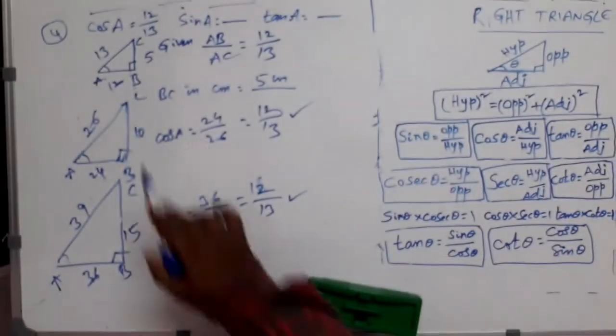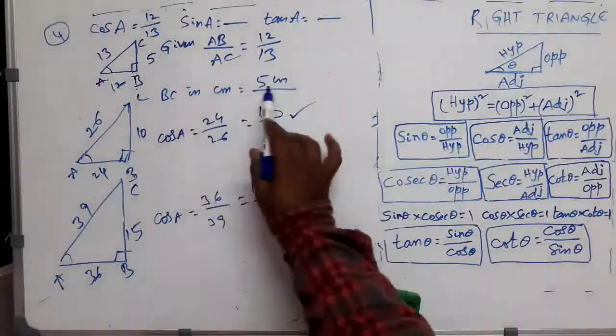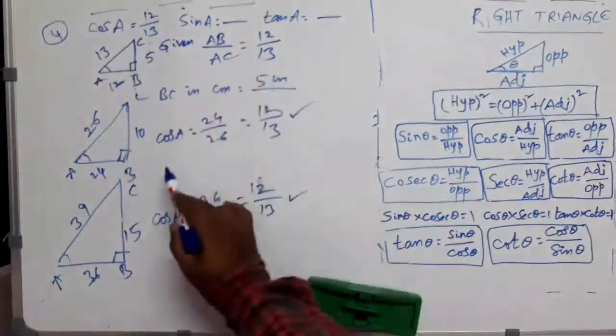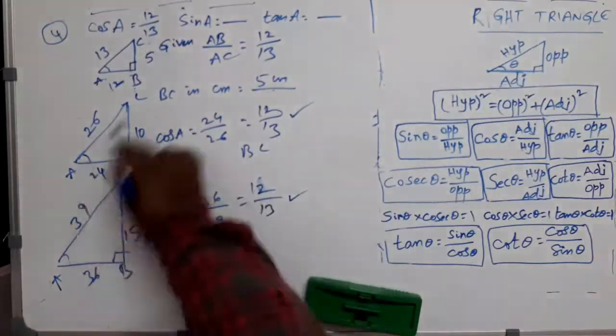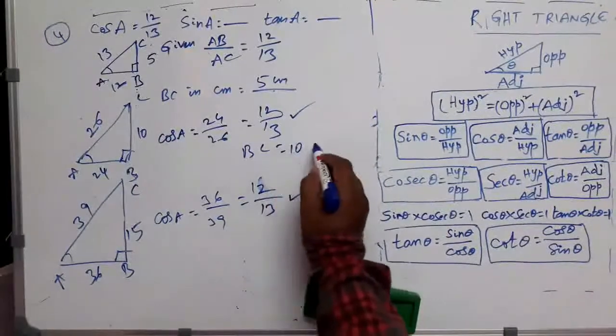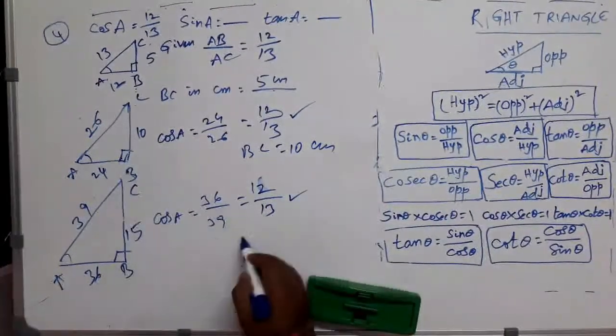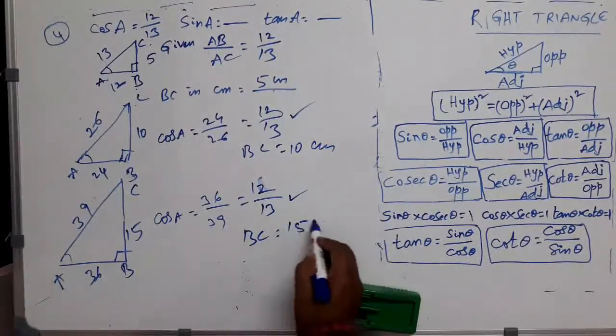You see, cos A is 12 by 13 here. In all these three triangles, cos A is 12 by 13. So from this triangle, of course, what is the value of side BC? 5 centimeters. From this triangle, side BC is 10 centimeters. From this triangle, side BC is 15 centimeters.